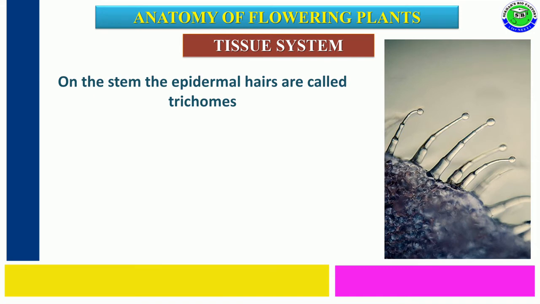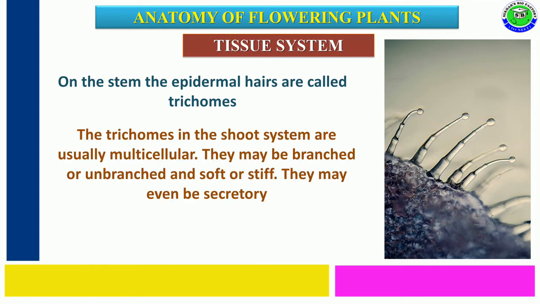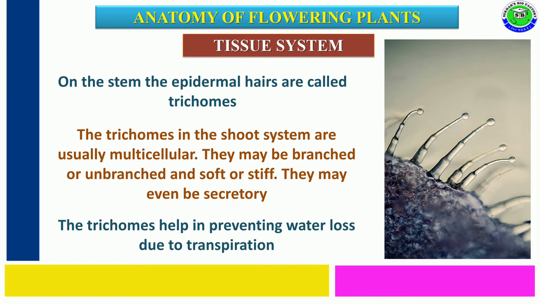Along with that, the stem epidermis consists of multicellular hair-like structures called trichomes. Each trichome present in the shoot system is multicellular in nature. Sometimes it may be branched or unbranched, and it may be soft or stiff in nature. Sometimes these trichomes can even perform secretory function. The trichomes help to prevent water loss like transpiration.